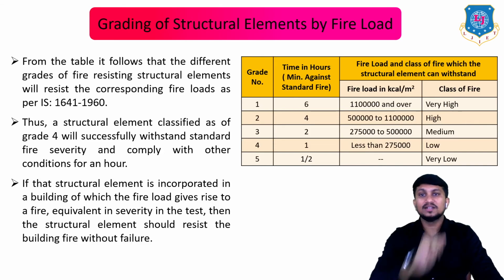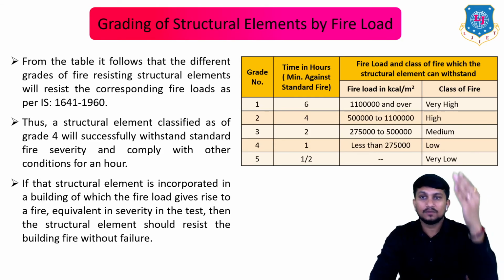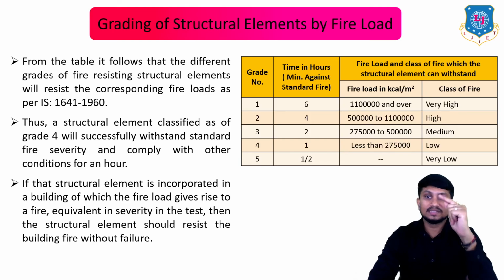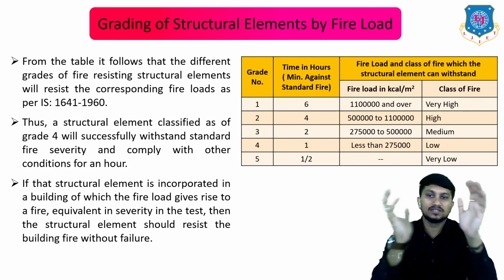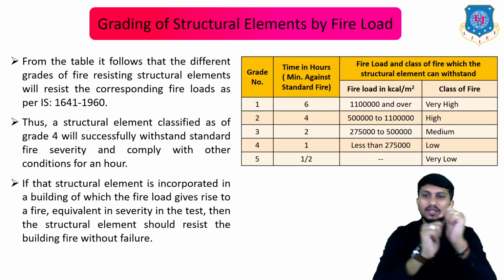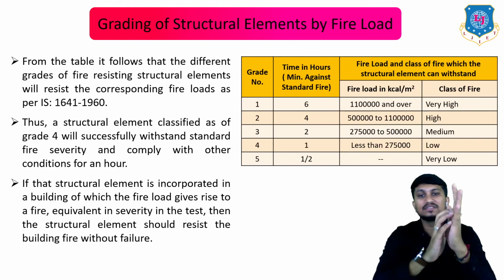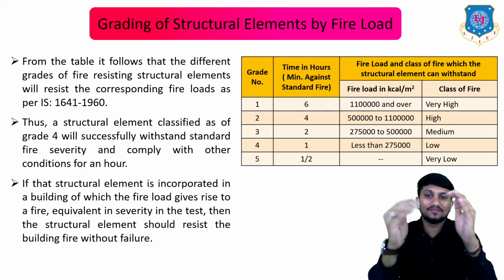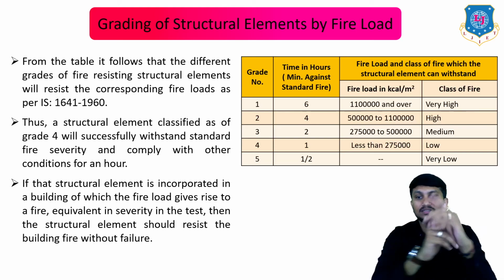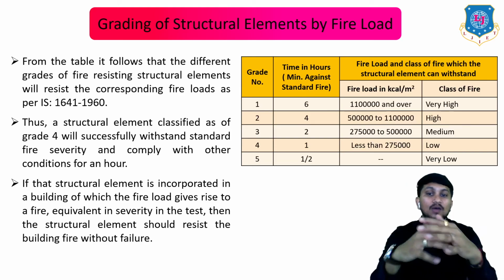From the table, you can clearly see that the different grades of fire resisting structural elements will resist the corresponding fire load as per IS 1641:1960. Thus, a structural element classified as grade 4 will successfully withstand standard fire severity and comply with other conditions for an hour. If the structural element is incorporated in a building of which the fire load gives rise to a fire equivalent in severity to the test, then the structural element should resist the building fire without failure.